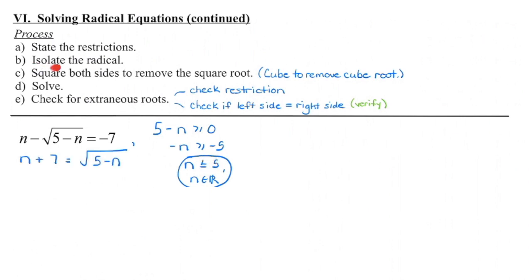We're now going to isolate the radical. And because we're subtracting the radical on the left, I'm just going to move this radical over to this side so it becomes positive.